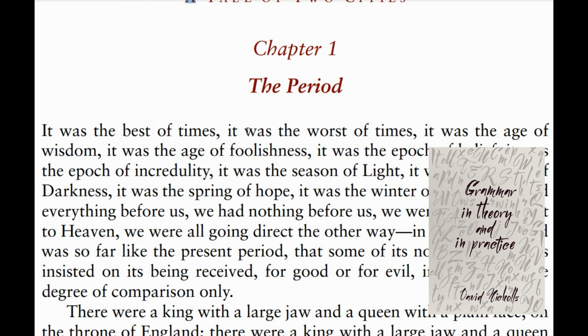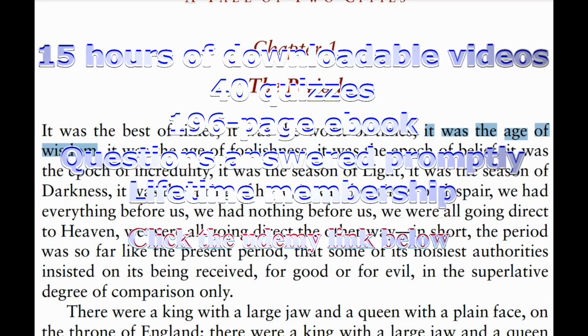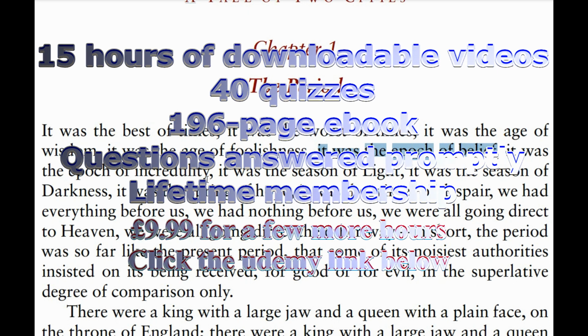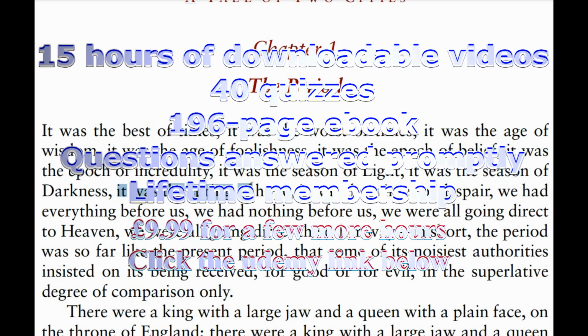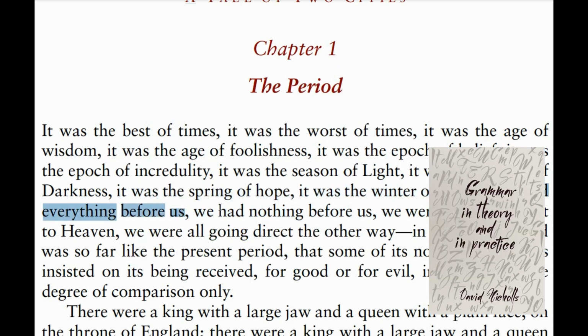It was the best of times, it was the worst of times. It was the age of wisdom, it was the age of foolishness. It was the epoch of belief, it was the epoch of incredulity. It was the season of light, it was the season of darkness. It was the spring of hope, it was the winter of despair. We had everything before us, we had nothing before us. We were all going direct to heaven. We were all going direct the other way. In short, the period was so far like the present period that some of its noisiest authorities insisted on its being received, for good or for evil, in the superlative degree of comparison only.